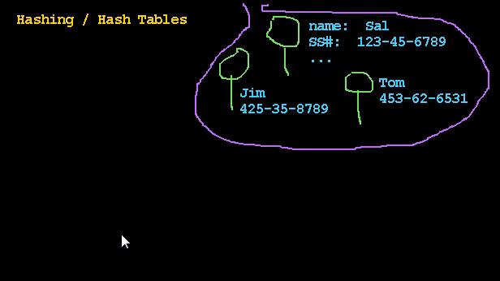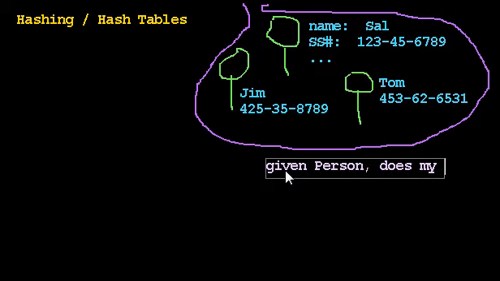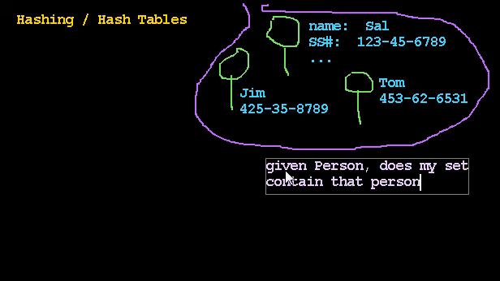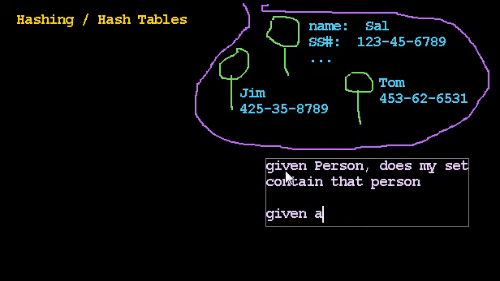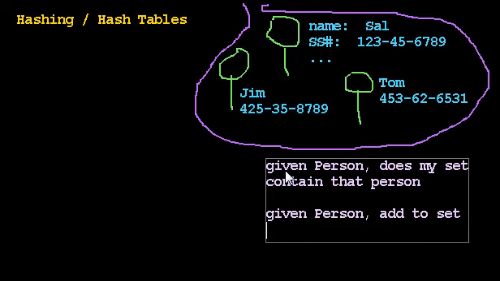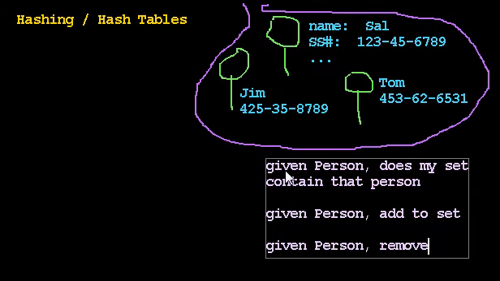Okay, now the operations that I want to be able to support is I want to be able to ask, given a person, because some persons I might want to query if they're in my set, but they're not a friend of mine because they're not in my set of friends. Given a person, does my set contain that person? That's one of my operations. Another one is, given a person, add them to the set. And finally, given a person, remove them from the set.